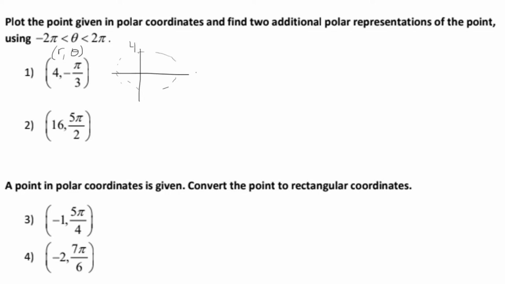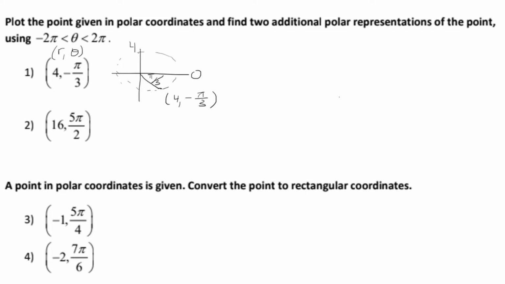Theta is negative pi over 3. We know that this is 0. So negative pi over 3, we have to go clockwise pi over 3. So the angle between this point and the origin is pi over 3, which is, in other words, like 60 degrees. So this is 4 comma negative pi over 3.